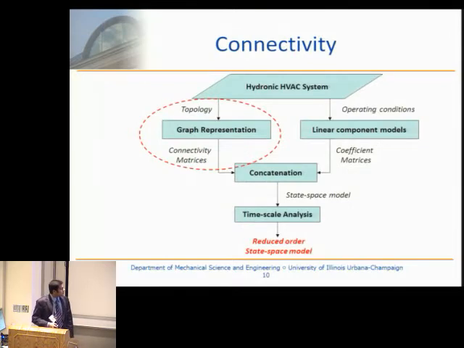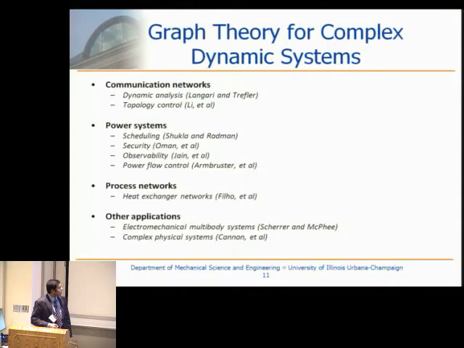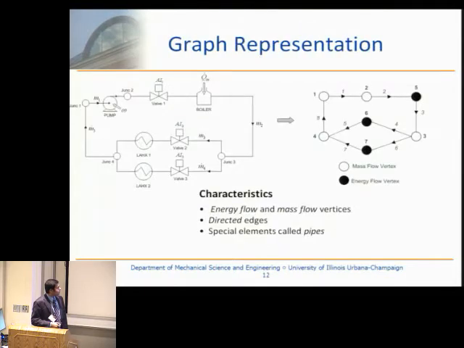So the first step in the modeling is the modeling of connectivity, which tries to capture the complexity in the system. And for that, we use a graph theory approach. The reason for using graph theory here is that it has been used in the past for a lot of similar complex systems in the area of communication networks, power systems, process networks, and also some other applications. And to explain the particular graph-based approach that we have used here, I use the same example that I showed earlier. This is a small-scale heating system, and here is the corresponding graph for it.